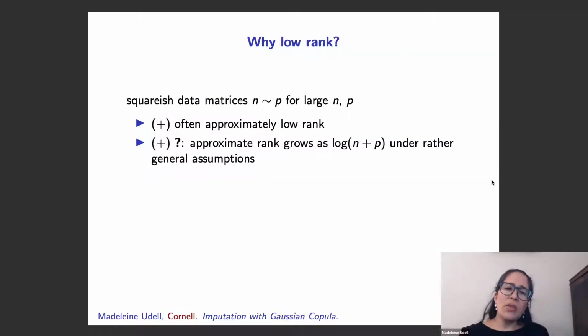So it's worth stepping back for a moment and asking why. Why do these things look approximately low rank anyway? And when should we expect them to look low rank and when not?